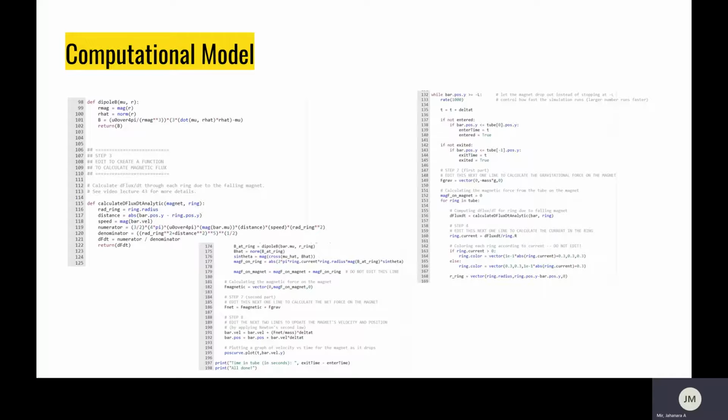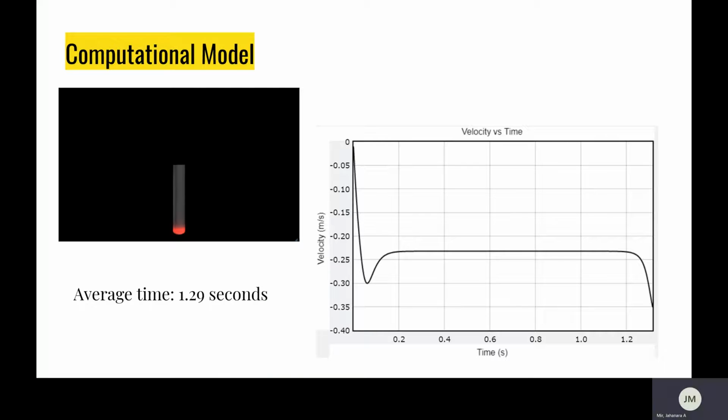Next, we calculated the gravitational force on the magnet, and then we calculated the magnetic force from the tube on the magnet, and then we created a vector for the magnetic force on the magnet. Lastly, we updated the magnet's velocity and position over time. This is the computational model that I got with an average time of 1.29 seconds.